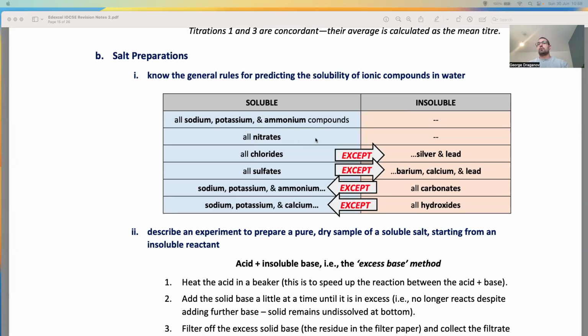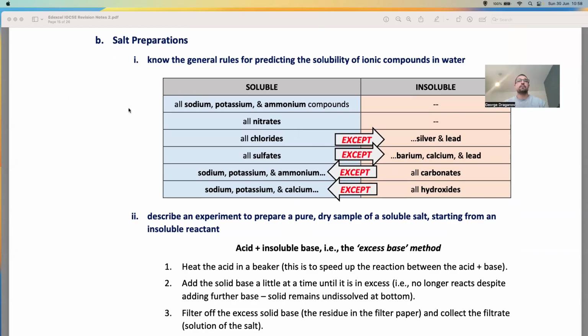Salt rules, solubility rules for Edexcel students. You need to be aware of these rules. Firstly, all sodium, potassium, and ammonium compounds are soluble. So if you see sodium chloride, sodium carbonate, anything like that is soluble.